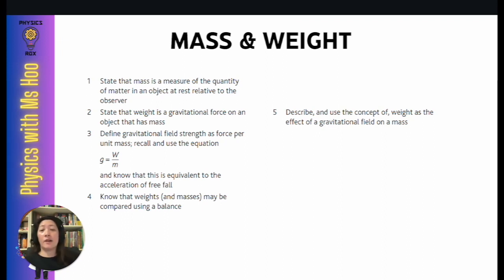You need to know how to calculate the gravitational field strength, which is this formula where g equals W over M. And that the value of g is equivalent to the acceleration of free fall, 9.8. You need to know that weights and masses may be compared using a balance, and you need to be able to describe and use the concept of weight as the effect of a gravitational field on a mass.